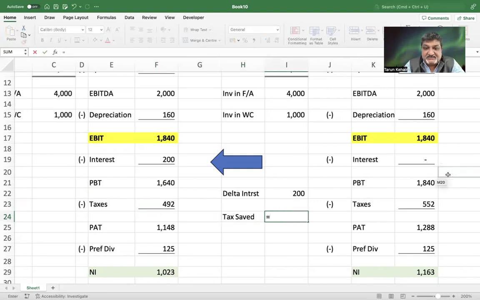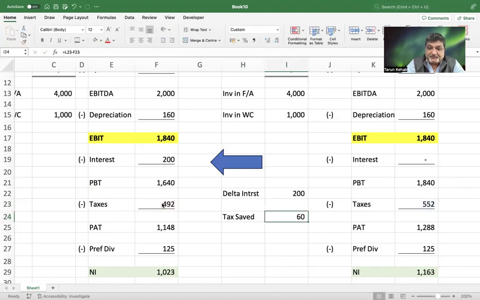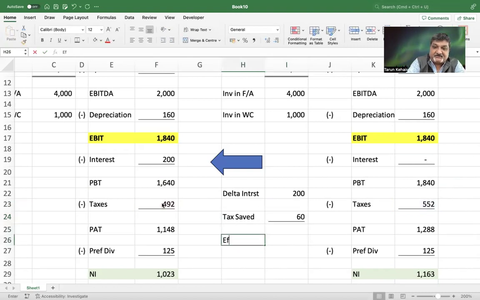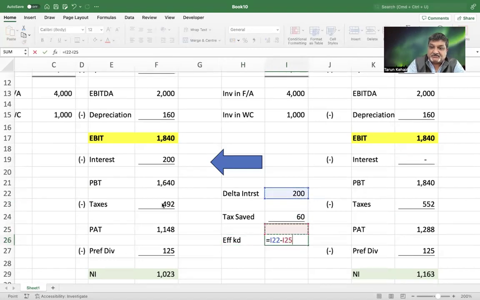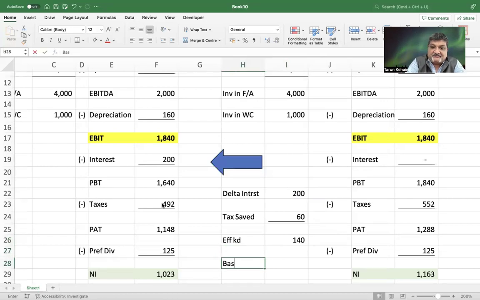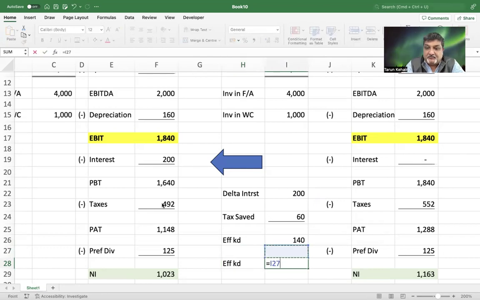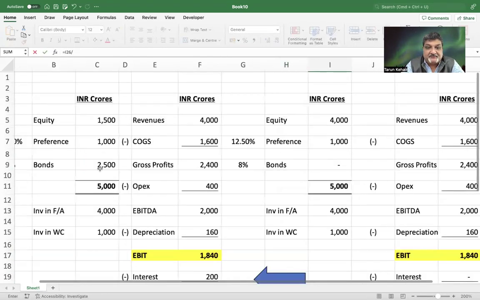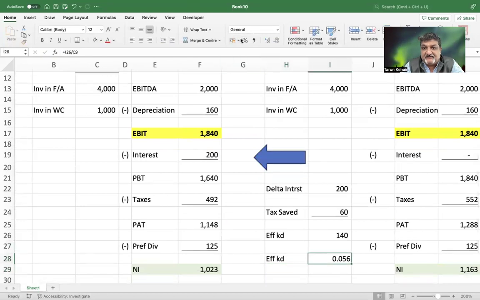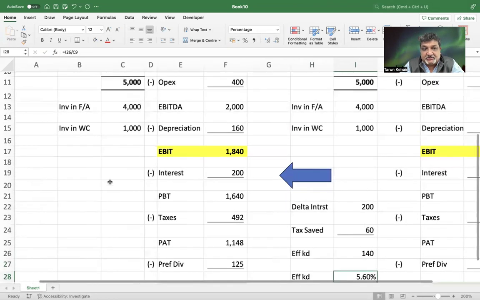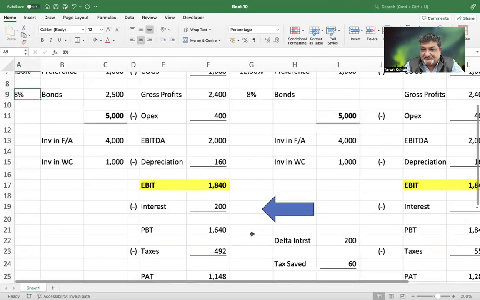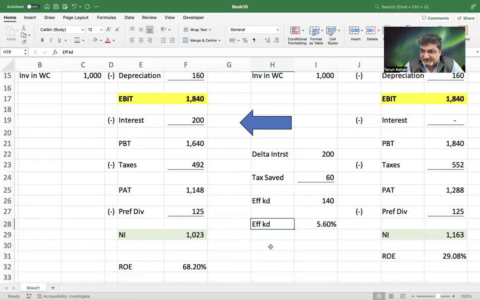So the tax saving is nothing but 60 crores, which means your effective cost of debt in absolute terms is 140 crores. Now, 140 crores upon a base capital of 2,500 crores would mean 5.6% of debt, which means although the gross cost of debt is 8%, the effective cost of debt is 5.6%.